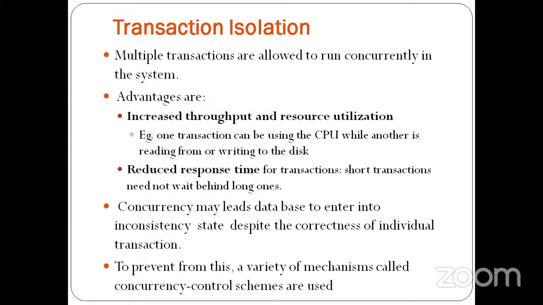Next, transaction isolation. Multiple transactions are allowed to run concurrently in the system. A same person can transfer some amount to the same person. Like I am here, some other person is there. We both can transfer amount to the other person simultaneously. Multiple transactions are allowed to run concurrently in the system.